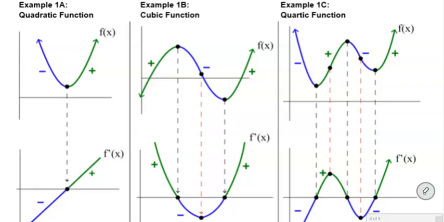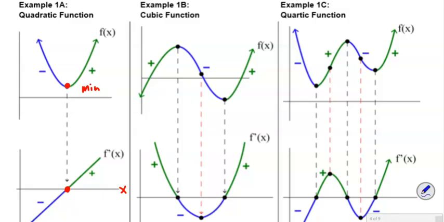So with our example 1a, this is a quadratic function, okay? And notice that this is our critical point right here. That's our minimum. It's a critical point, and that is going to translate to down here being our x-intercept. That's our x-axis right there, or our zero of our function. Remember, zeros of functions are on the x-axis, okay?